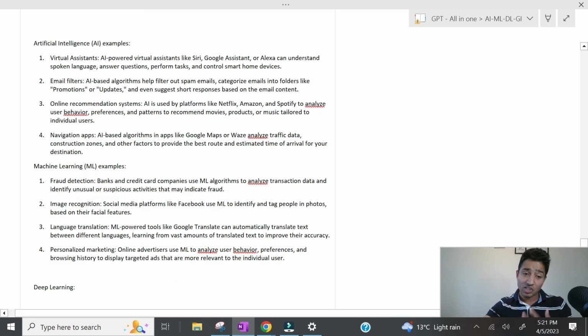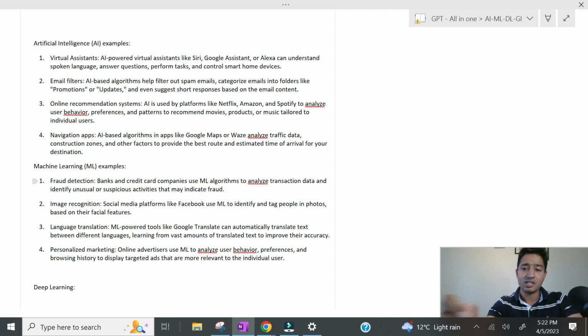Machine learning is about algorithms, about making a machine learn from data. For example, if we want a machine to learn whether something is fraud or not, we need to give it all the transactional data, and it will identify unusual or suspicious activity out of the fraud data. Image recognition is again one of them.